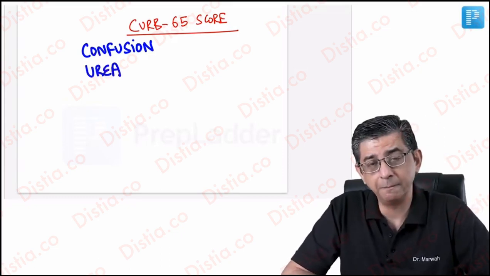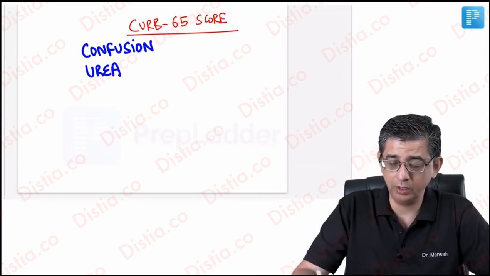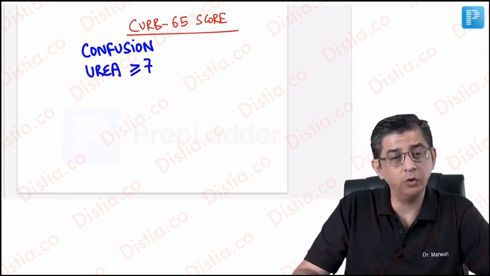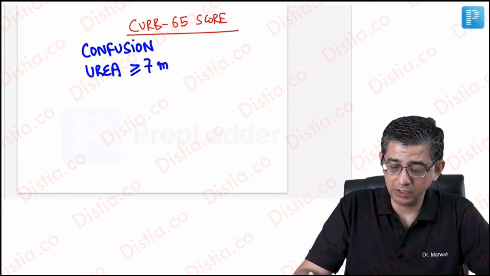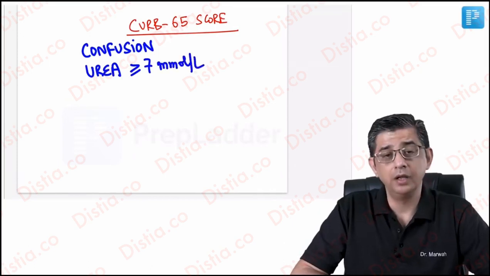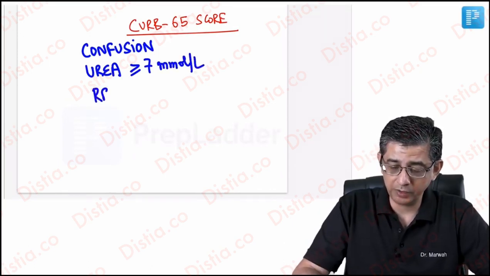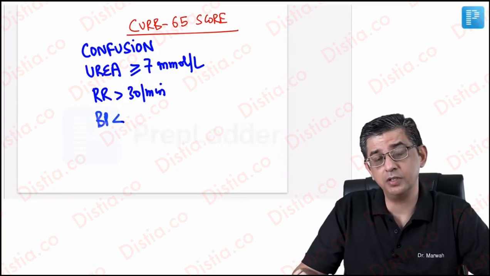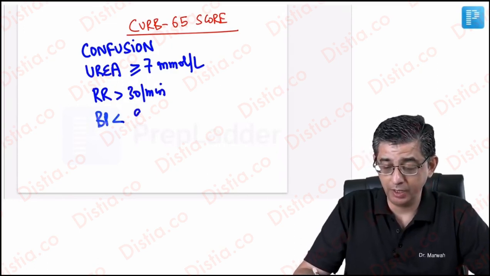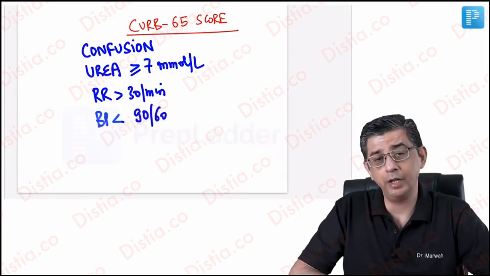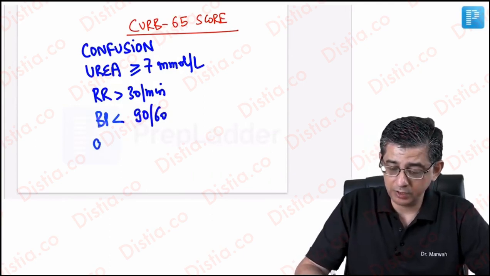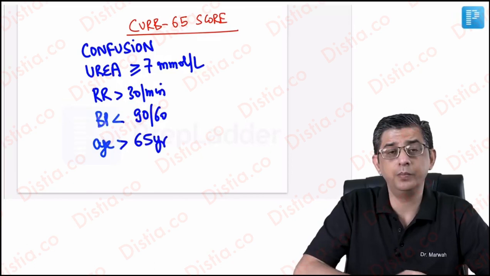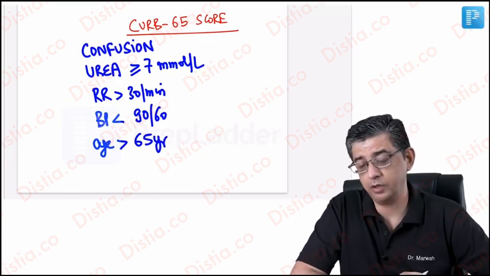That would be confusion, then values of urea, which mathematically you have to remember would be more than 7 millimoles per liter. Then respiratory rate, obviously more than 30. For blood pressure, it has to be lower, because after all the person is going into septic shock subsequently, so BP less than 90/60. And then you will consider age of the patient more than 65 years, and this will help you determine whether you should admit a patient or not.